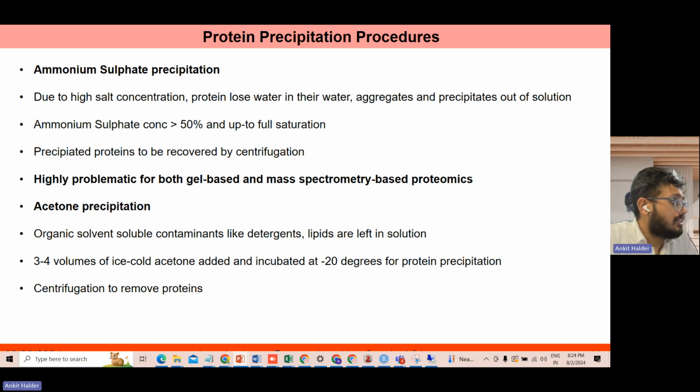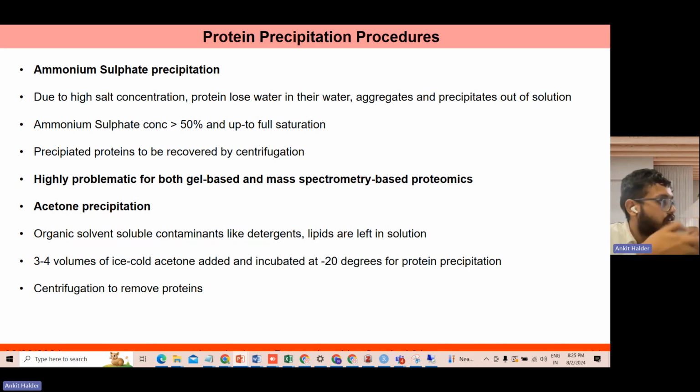So now next is the acetone precipitation. Acetone is an organic solvent. The organic solvent soluble contaminants, like the lipids and other detergents, are soluble in organic solvents. Since you know that acetone is an organic solvent, those detergents and lipids can be easily dissolved, and the proteins can be left out, right?